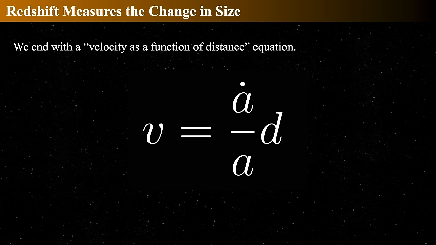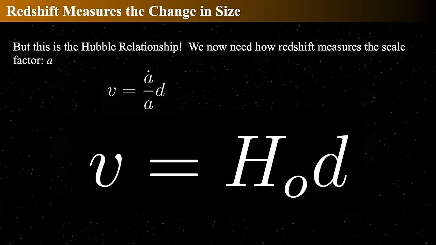But wait, what's that a dot over a thing? That's kind of familiar. It's actually the Hubble relationship, where we define the Hubble parameter as the change in the scale factor divided by the scale factor. H naught is just its present value at the present time. That's why I called it parameter and not a constant. This is the Hubble relationship. And now all we need is to understand how redshift measures and encapsulates that scale factor a.